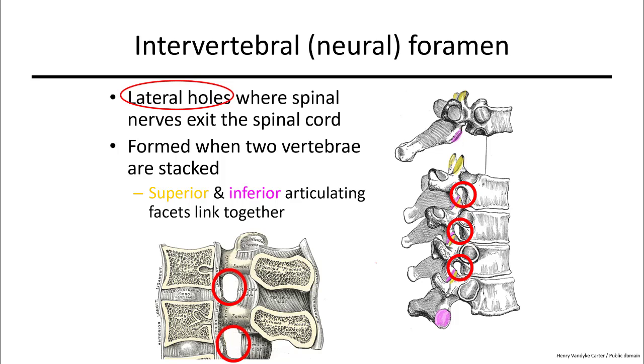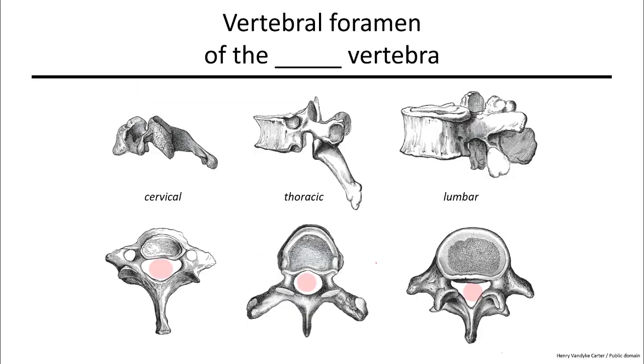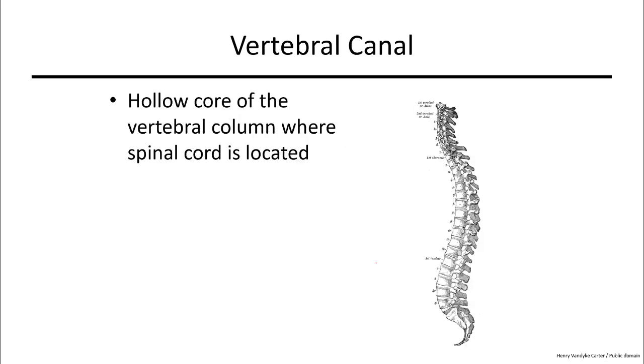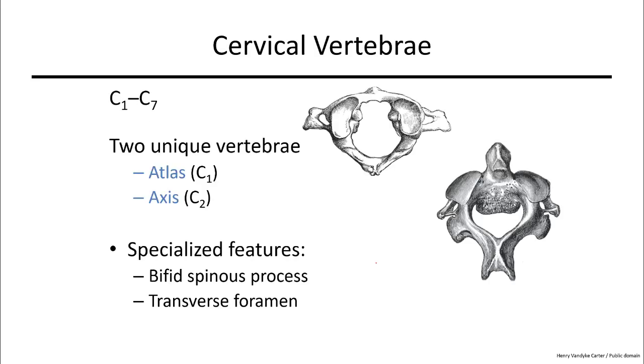Here's another view of these lateral holes or intervertebral foramen. So the vertebral foramen of the vertebrae are found here. This is where you would find the spinal cord. Now, the vertebral canal is the whole hollow core of all of these stacked together. There are 7 cervical vertebrae.